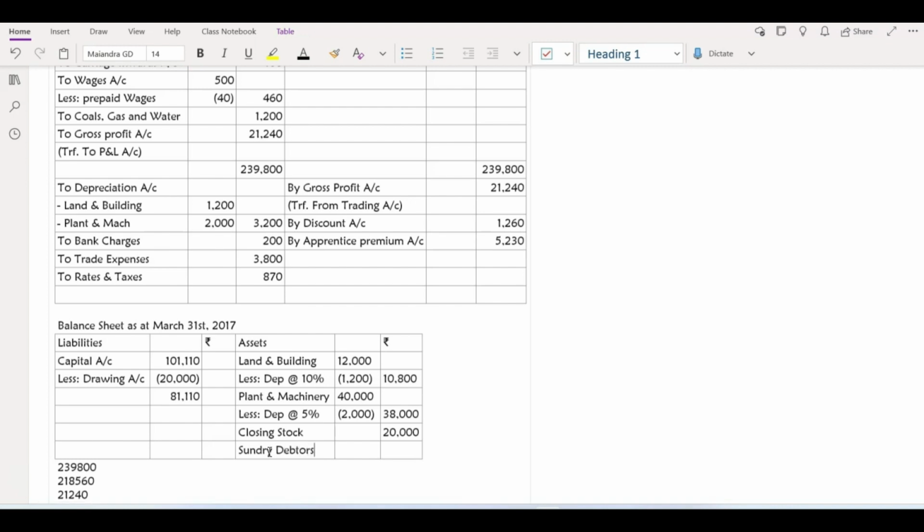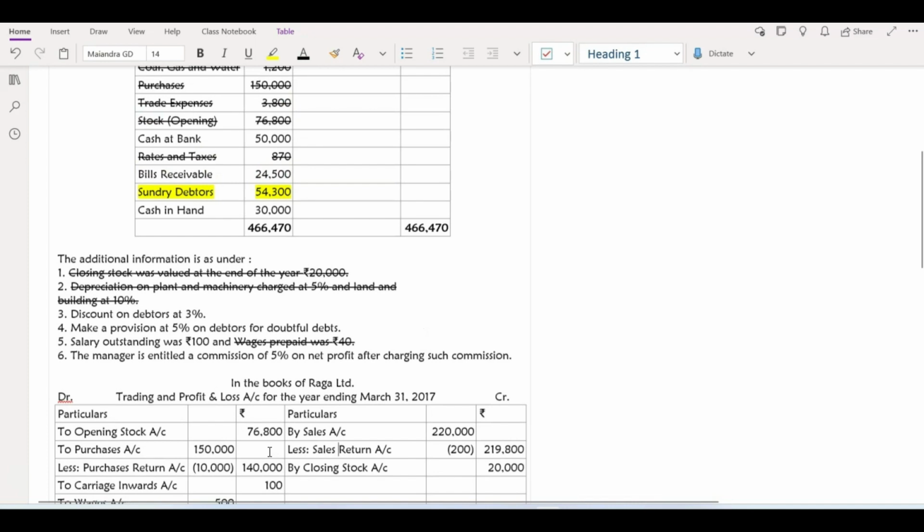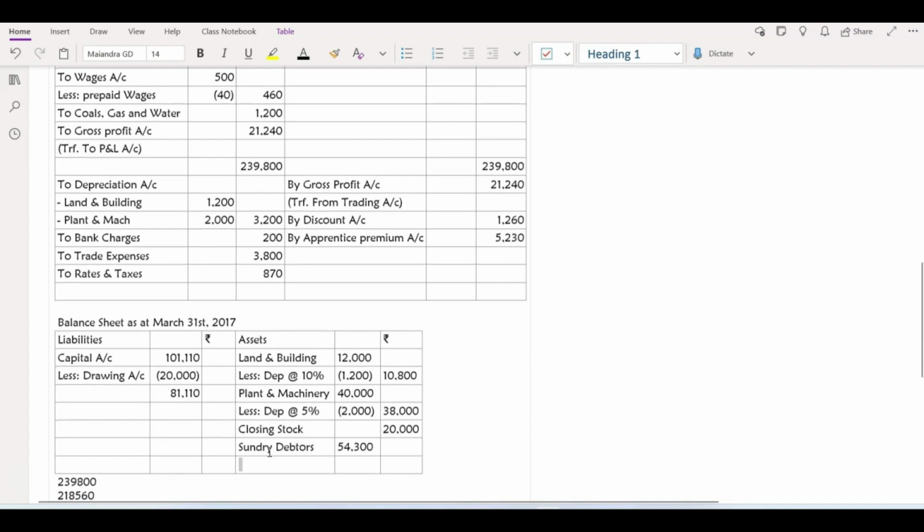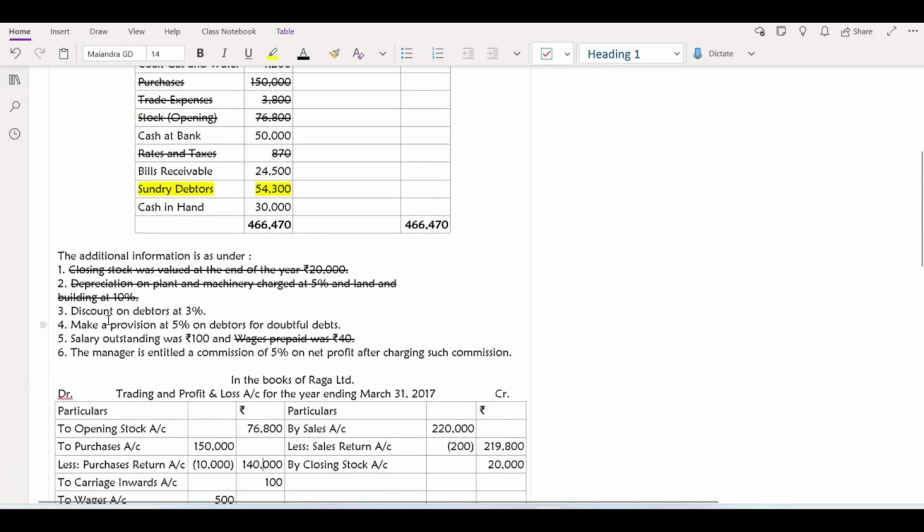So sundry debtors. First we are going to write the balance available as per trial balance, 54,300, in the inner column. Now there has been no new bad debts, which is good news for us, not making our adjustment too lengthy. So first we need to reduce the provision for doubtful debts, and then we reduce the provision for discount on debtors. Please do not go serial wise, like since the discount on debtors is given first we can reduce it first.